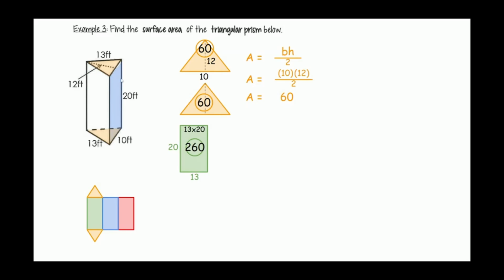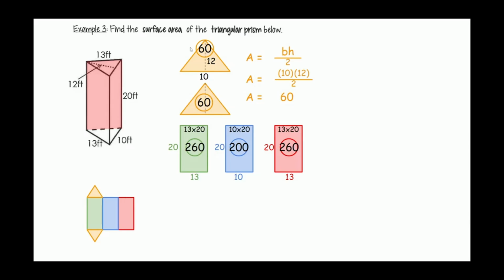Let's do our next side, the blue rectangle. It is a 10 by 20. So we're going to write 10 by 20. So 10 times 20 is 200. And finally, we have the back, which is kind of hard to see, but it is going to be 13 feet wide and 20 feet tall. So 13 times 20, which is 260.